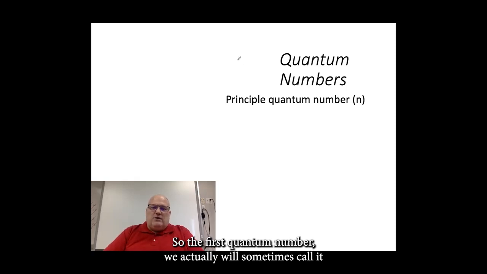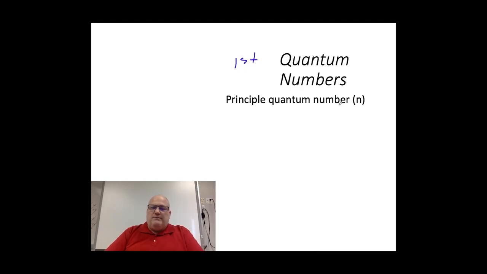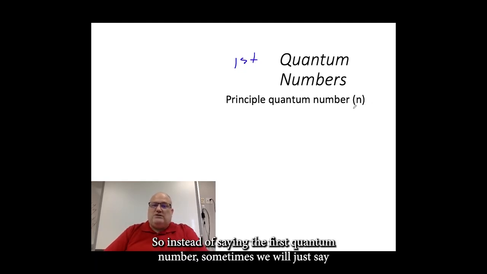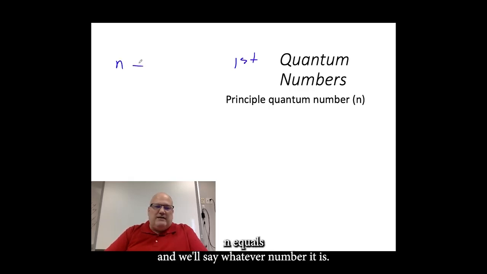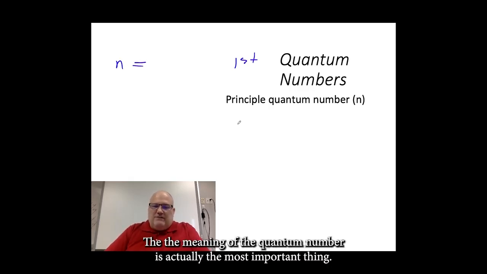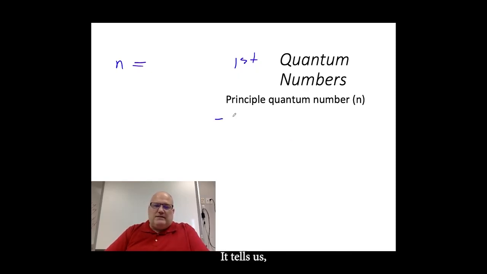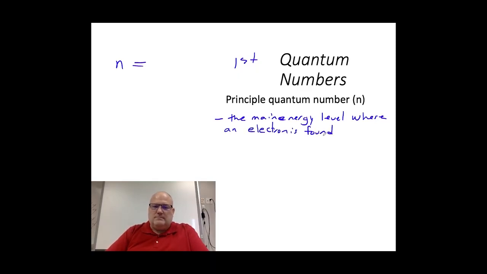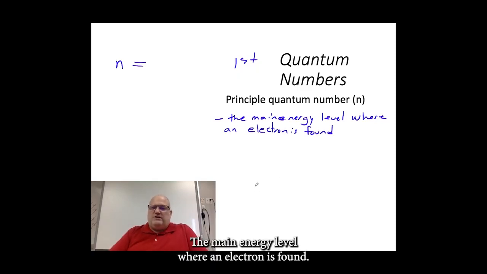So the first quantum number, we actually will sometimes call it the first quantum number, is actually known as the principal quantum number. And it has the symbol n. So instead of saying the first quantum number, sometimes we will just say n equals, and we'll say whatever number it is. The meaning of the quantum number is actually the most important thing. It tells us the main energy level where an electron is found.